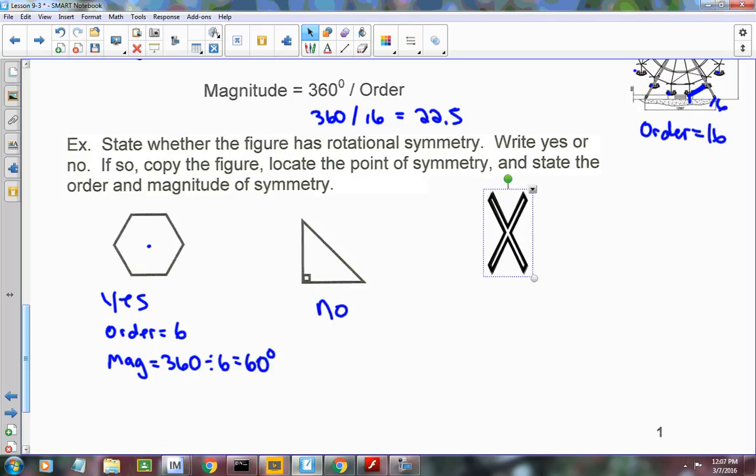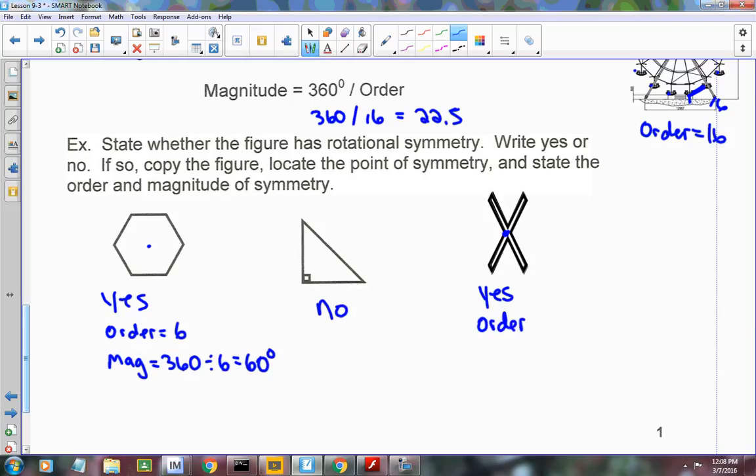So does this one have rotational symmetry? Yes, it does. The point of symmetry would be here in the center. What is the order? 2. And the magnitude would be what? 180 degrees.